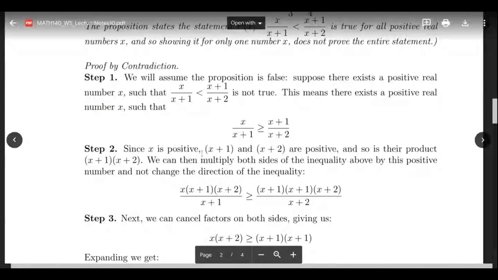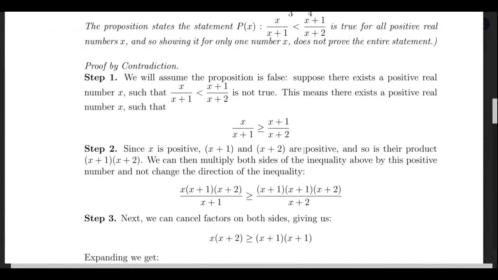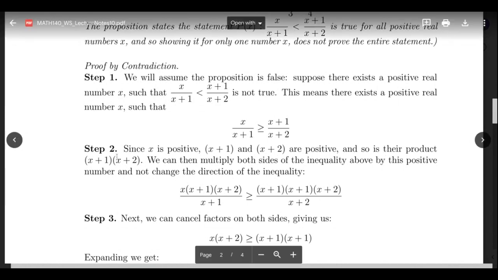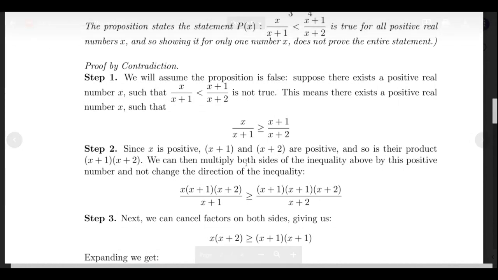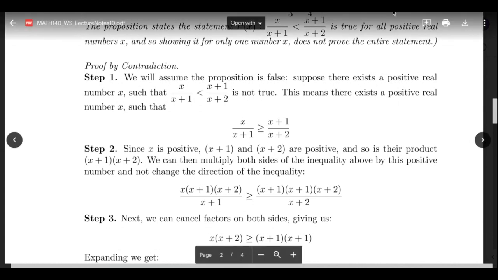Since x is positive, x plus 1 and x plus 2 are all positive, so their product is positive. So we can then multiply both sides by x plus 1 times x plus 2. Yeah, we flip the sign. Basically that's a negation. Let's say 1 is less than 2. What's the negation of 1 less than 2? It's 1 greater than or equal to 2, right?